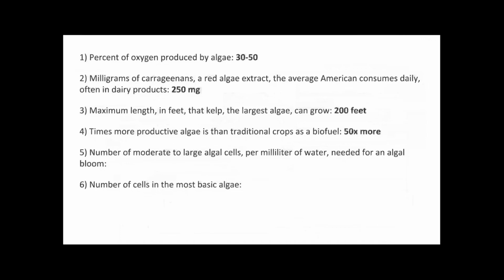What's the number of moderate to large algal cells per milliliter of water needed for an algal bloom? Remember, like the red tides. 15,000 cells per milliliter. How many cells do most basic algae have? That's 1. That's our discussion on autotrophic protists.